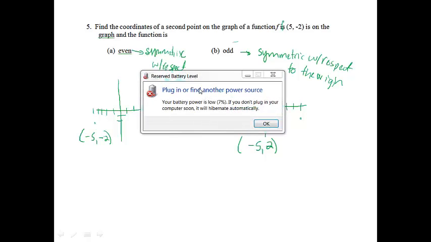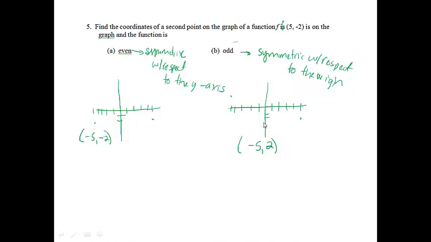And one thing that I want you to notice on this one, if we're symmetric with respect to the x-axis, please remember that when we test for that, we always change our x's, and that's exactly what happened. The x value changed. When we're testing for symmetry with respect to the origin, we change the x and the y, and notice the x and the y changed.